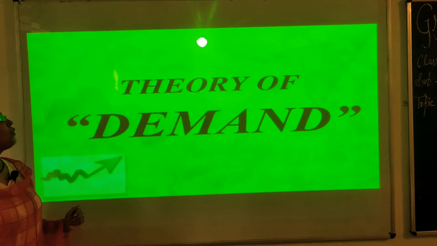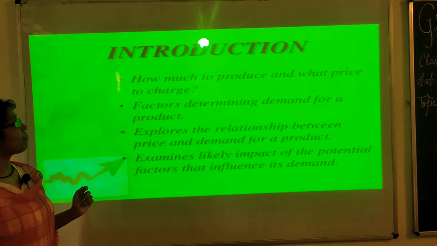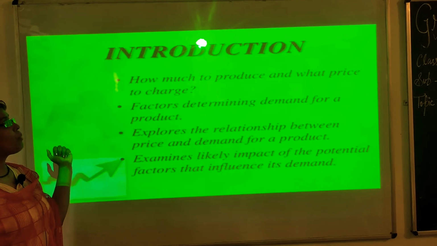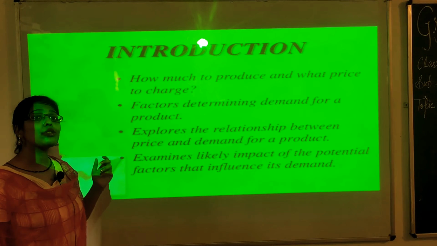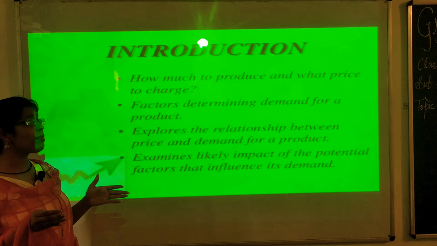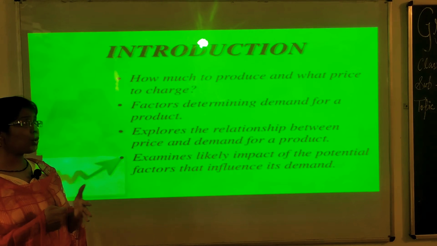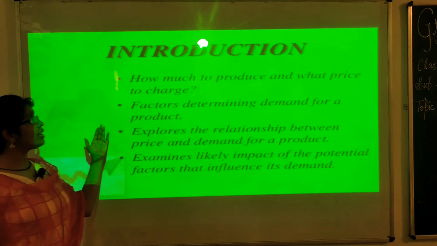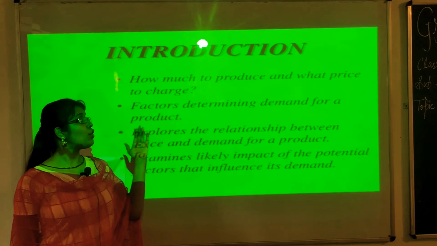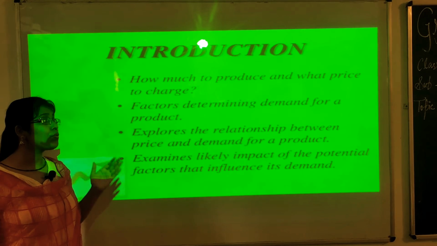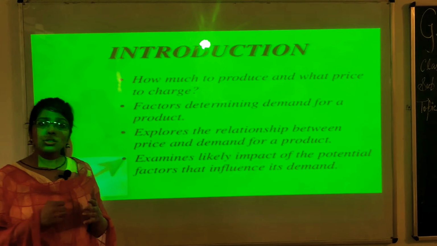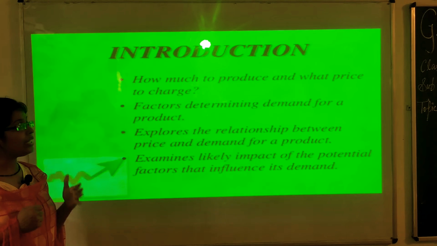So let's continue with the chapter, that is theory of demand. In this chapter you are going to study the basic introduction. First, how much to produce and what price to charge. That means in an economy how much goods are to be produced, in what quantity, and what price is to be charged for those goods. Second, factors determining demand for a product. There are certain factors which determine the demand for a product. Why is any product being demanded? So there are certain factors which you are going to study in this chapter.